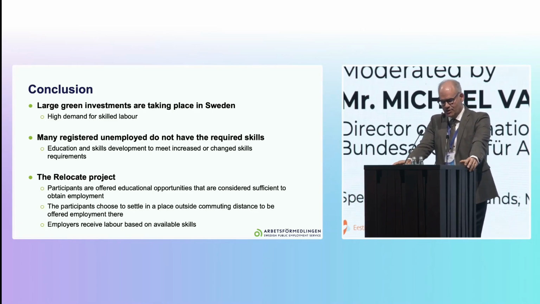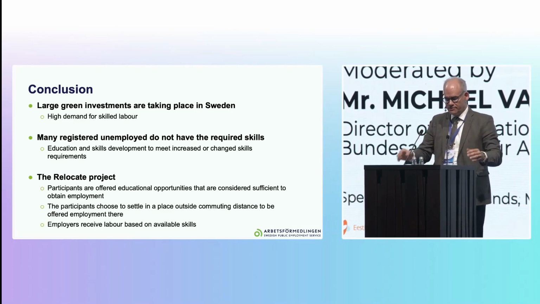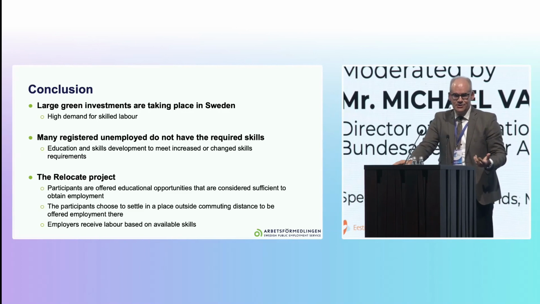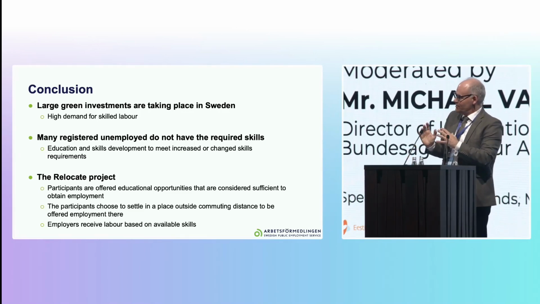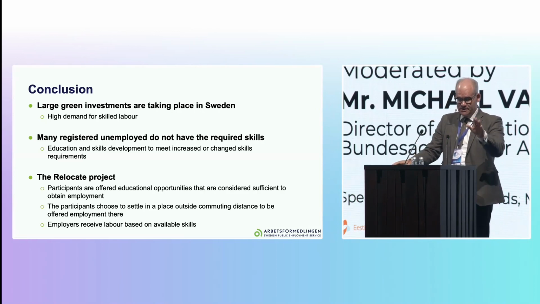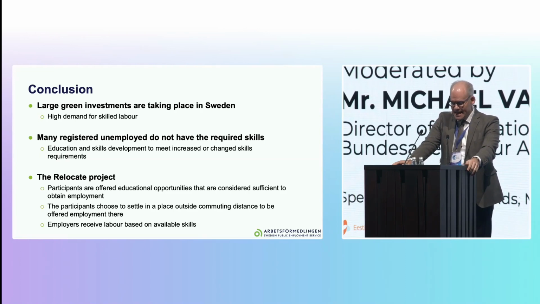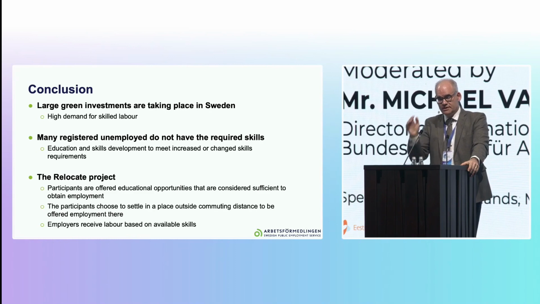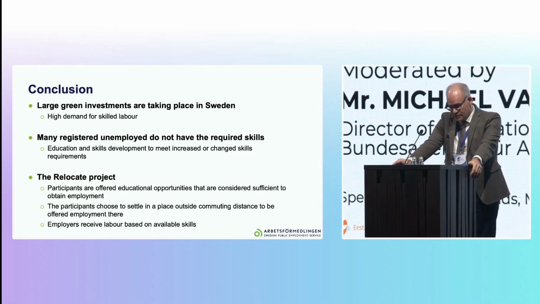So that's the challenge we face, that even though we have unemployment and many of them have longer terms of time in unemployment, which means that this imbalance is then becoming even a bigger problem and an even bigger challenge for us to handle. And then one way, I said, not the final solution, but one way to try to curb this problem is to try to help now this relocate project to be as successful as possible, because there the participants are offered educational opportunities that are considered sufficient to obtain a future employment in this required establishments now that are taking place. And it's also another requirement is, of course, then that the participants should choose then to settle in a place outside commuting distance to be offered employment there. So they have to move permanently to this new job. And then, of course, we try to help them for the employers then to receive labor based on available skills.